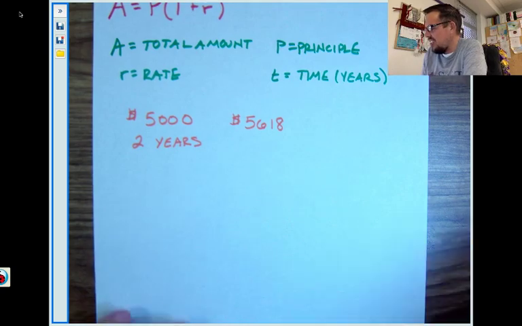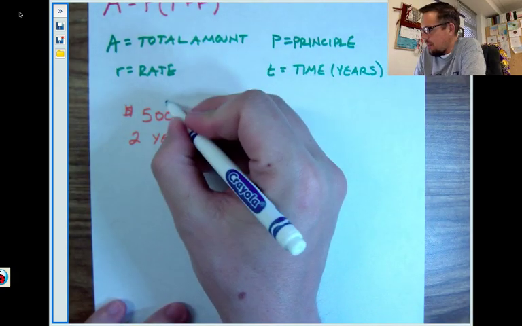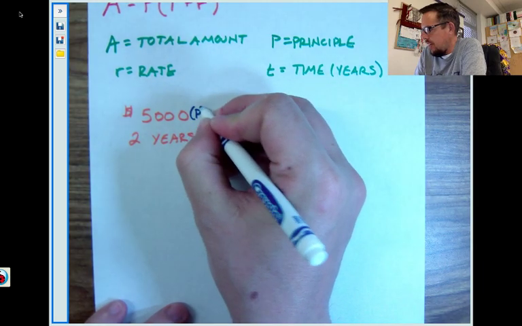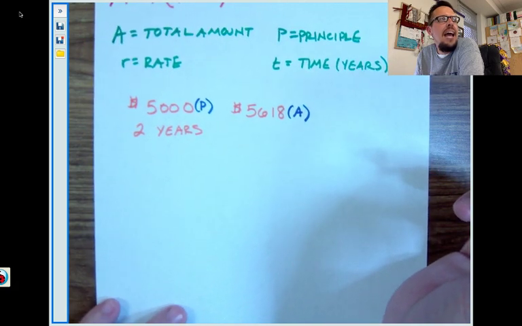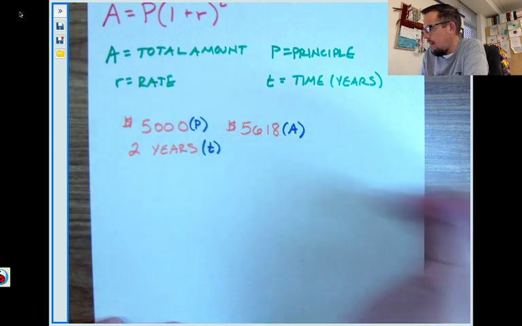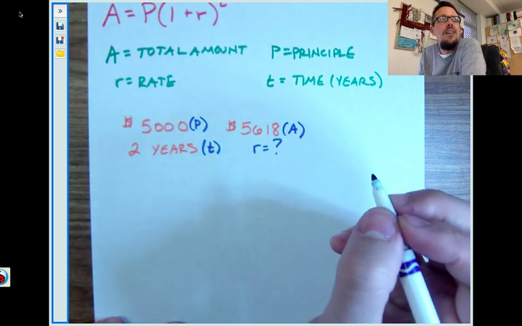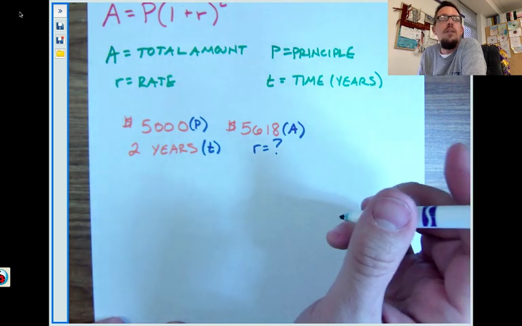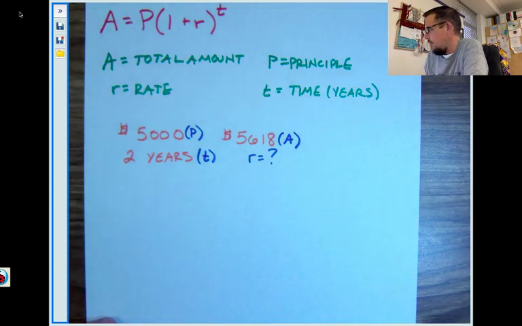So what I just told you was 3 of the variables here. P, the principal, is the amount that I had to invest. And A is the amount that I had after it got done doing all its compounding stuff. And then 2 years, of course, was the time that it was in there. And the question is, was that a good rate? I mean, I made $618 for doing nothing. Doing nothing's my favorite way to make money. How good was that rate?